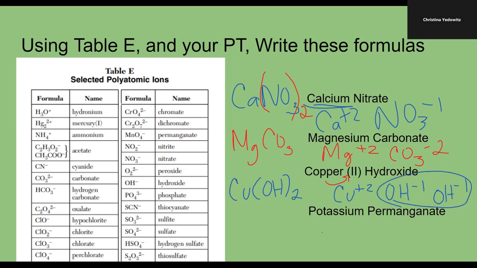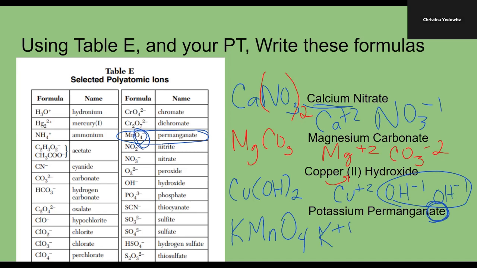Okay, and potassium permanganate. Permanganate sounds complicated. It ends in ATE, which set off alarm bells for me that I'm dealing with a polyatomic, and there's permanganate right there. I'm going to look at its charge. It has a -1 and potassium has a +1, so I only need one of them. So this is KMnO4. Okay, where did I get the 4 from? It's part of the polyatomic.